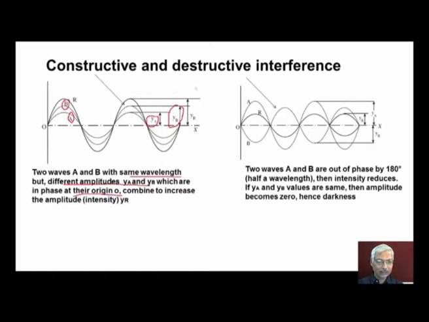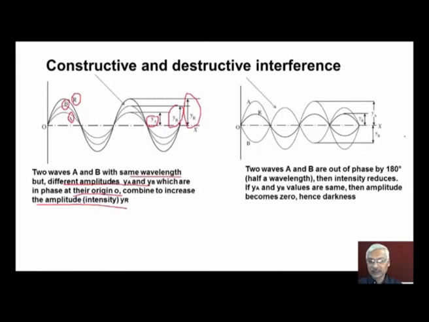When they combine, if they are in phase, that means you can see here the starting point is the same and they are moving on the same side of this reference line, we say these two waves A and B are in phase. Then the resultant wave R will have an amplitude of YR. So this is constructive interference.